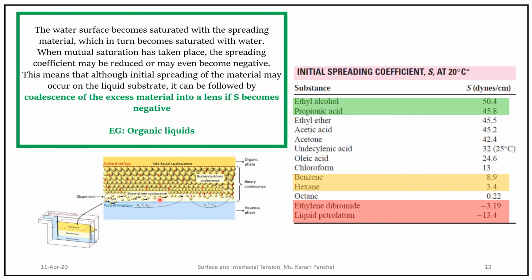That is water. Now, this is a very good example of organic liquids spreading over water. Here are more examples of certain substances and their spreading coefficient at 20 degrees Celsius. Here we see ethyl alcohol and propionic acid having very good S values. That is probably because they have good hydrophilicity. Benzene and hexane have less S value as compared to them. Here you see ethylene dibromide and liquid petrolatum showing negative S values. This is because these substances have higher hydrophobicity. This is all about spreading coefficient.